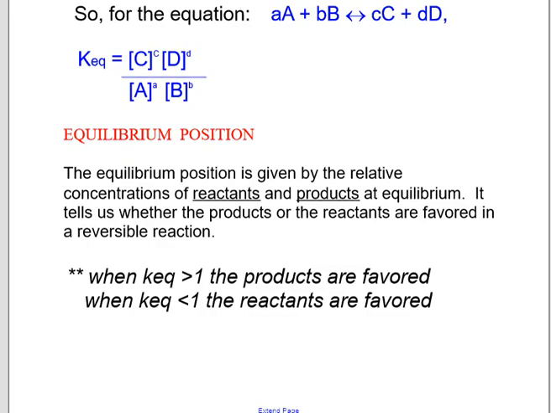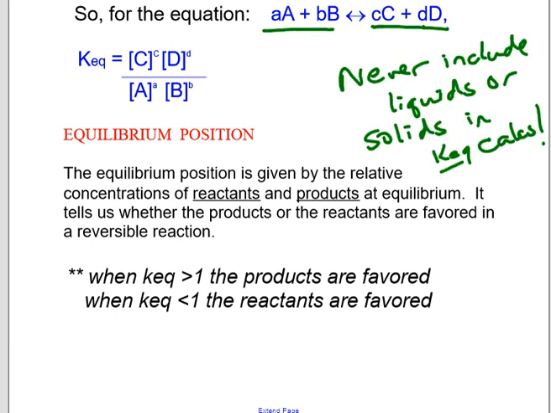So for a simple reaction where I have letters standing in place of reactants and products, I would put the products on the top, C and D, in their concentrations, so that's square brackets, to the orders of their balancing, and the reactants on the bottom. Now, one thing to remember is that we'll never include liquids or solids in Keq calculations. We're going to use gaseous form or aqueous form only.